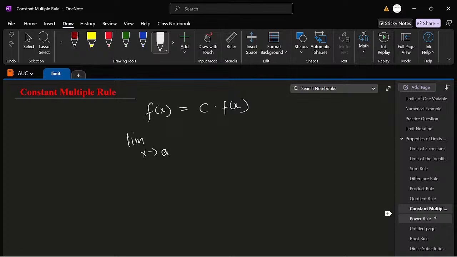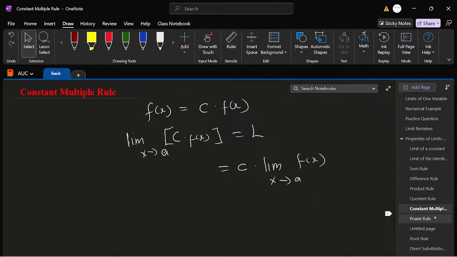of c multiplied by f of x. You may want to put this in brackets, so this is an entity. Then it is equal to the limit. You can actually take out the constant, so that will be c, multiplied by the limit as x approaches a of f of x. So let's look into an instance.